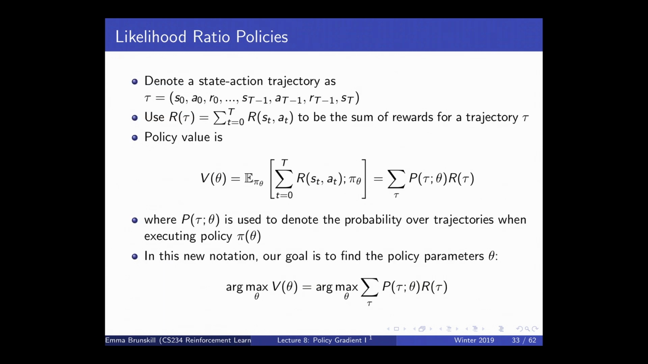So the policy value in this case is just going to be the expected discounted sum of rewards we get by following this policy. And we can represent that as the probability that we observed a particular trajectory times the reward of that trajectory.